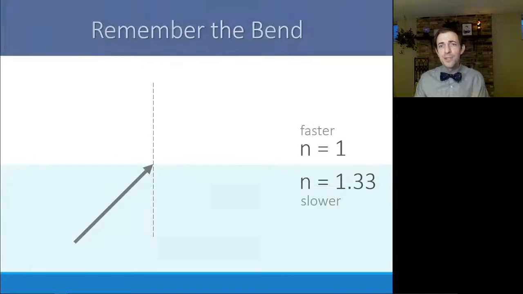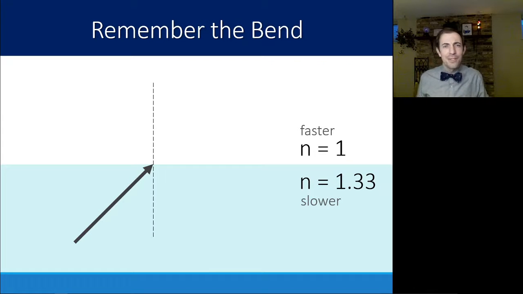Now, to start out, let's just remind ourselves how to predict which direction something is going to bend. In the last video, we used the analogy of a two-wheeled cart, or a two-wheeled axle in this case. If we're going to go from a medium here, say it's water, n is equal to 1.33, that medium causes light to move slower than it would travel through air, n is equal to 1. Those are indices of refraction.